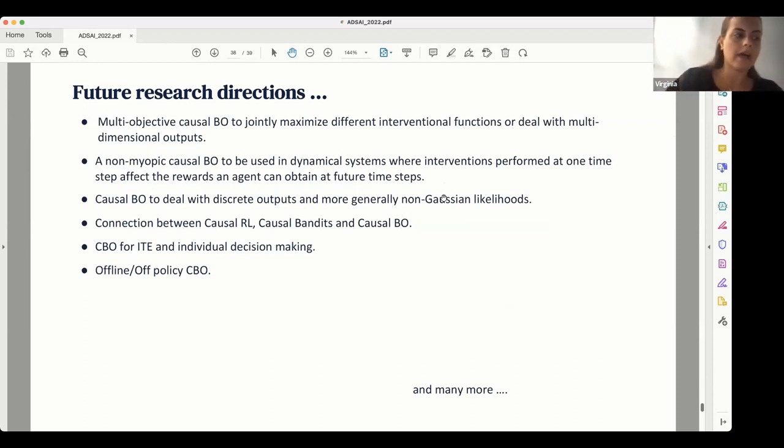Again, as I mentioned in the last slides, a non-myopic acquisition function could be explored. The target could be changed to consider a conditional average treatment effect for personalized medicine, for example. The causal Bayesian optimization algorithm could be adapted to deal with discrete outputs and more general non-Gaussian likelihoods. And finally, there's still the question of how to address causal discovery and causal optimization jointly, potentially.